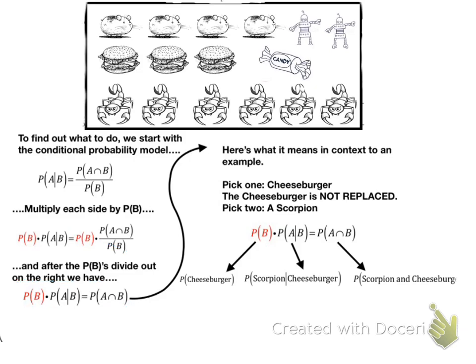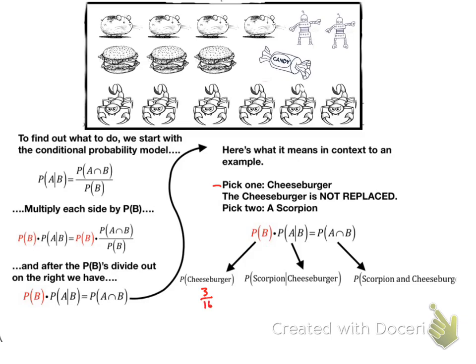Okay, so here's what it means. So back to the cheeseburger. We picked one cheeseburger. Whoever picked first picked the cheeseburger, right? That was a 3 out of 16 chance.